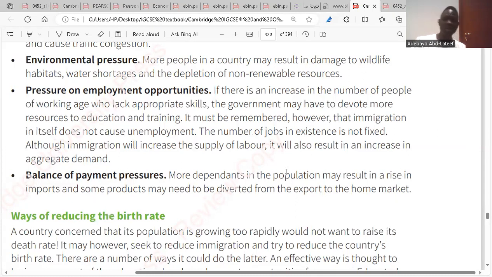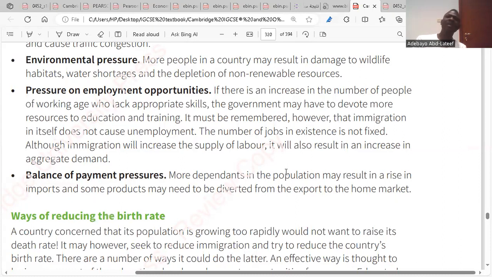It must be remembered, however, that immigration in itself does not cause unemployment. The number of jobs in existence is not fixed. Although immigration will increase the supply of labor, it will also result in an increase in the aggregate demand. So if there's a large number of people in the population that have no skills, government have to devote more resources into training and education. That's an expenditure for government.